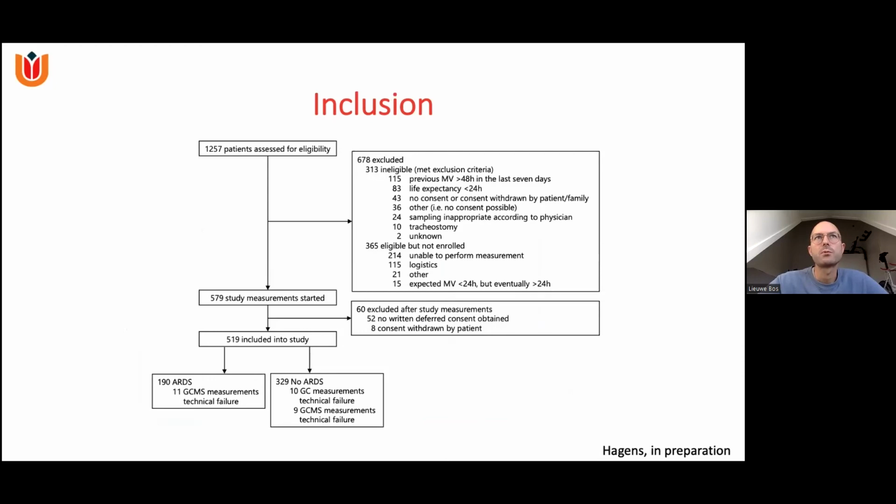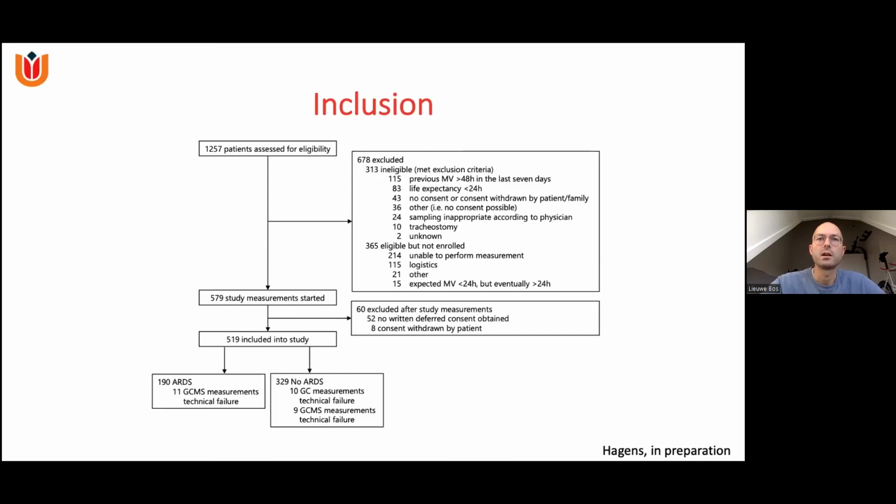In this study, we screened about 1,250 patients, and in the end included 580 patients, but some did not provide written consent in the end. Of course, the patient is incapacitated at the moment the study starts, so consent needs to be gained after the study has been completed, from family or from the patient. So we ended up with 519 patients in the study, 190 with ARDS and 329 without ARDS.